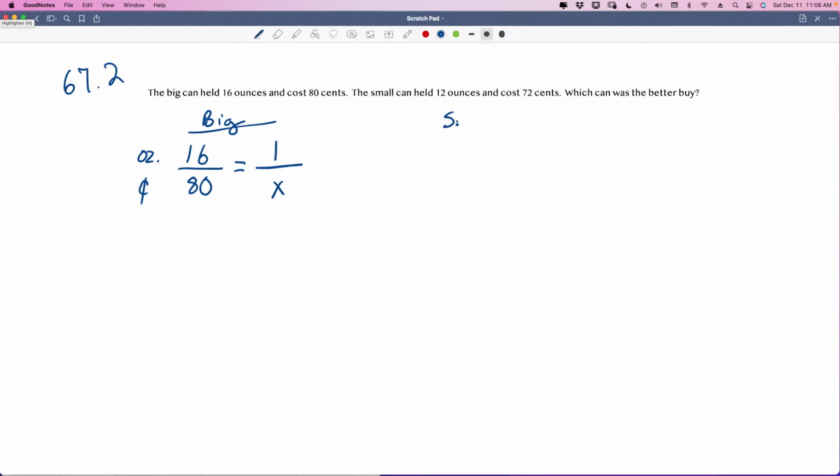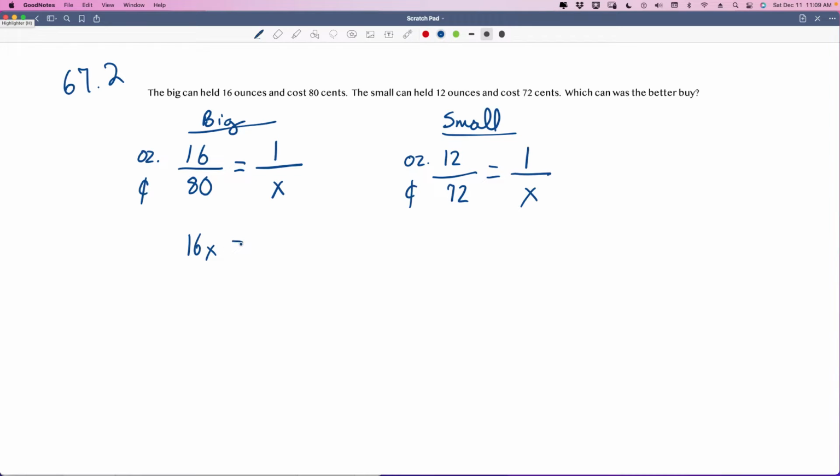And the little can, we want to figure out what it was. It was 12 ounces, again, ounces and cents, for 72 cents. Just looking at this in my head, I can figure out that this is probably the better deal, but let's do the math to make sure. So I want to bring this down to 1 ounce and find out what 1 ounce of the small can actually costs us. So we're going to cross multiply.